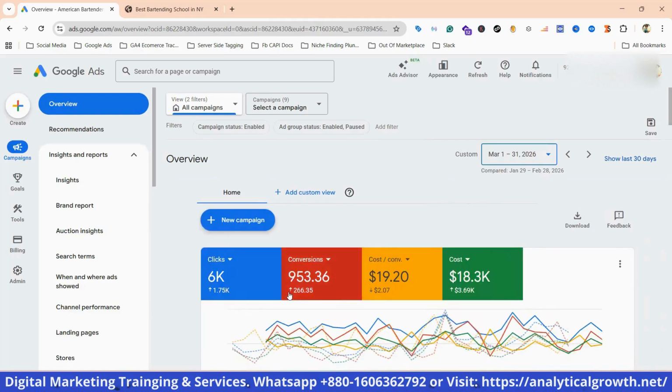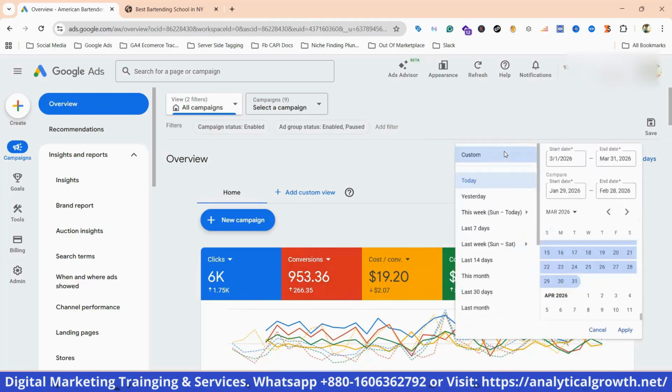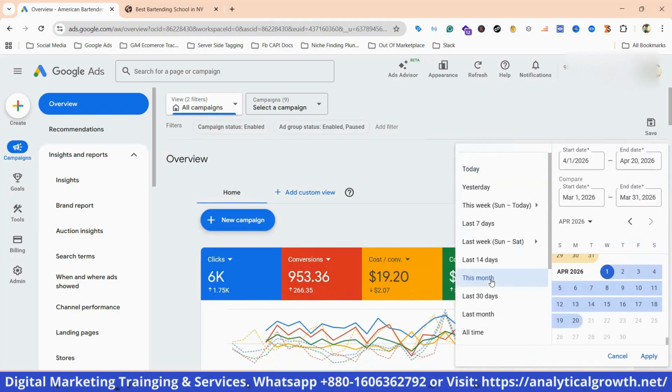So you can see over here, the conversion volume has increased by 266. Can you imagine? And the cost per conversion has reduced by $2.07, and the cost has increased as the volume has increased as well. Okay, perfect. So that means in month 4 we have lowered the target CPA from $27.66 to $19.20. So the client was very happy with the performance.